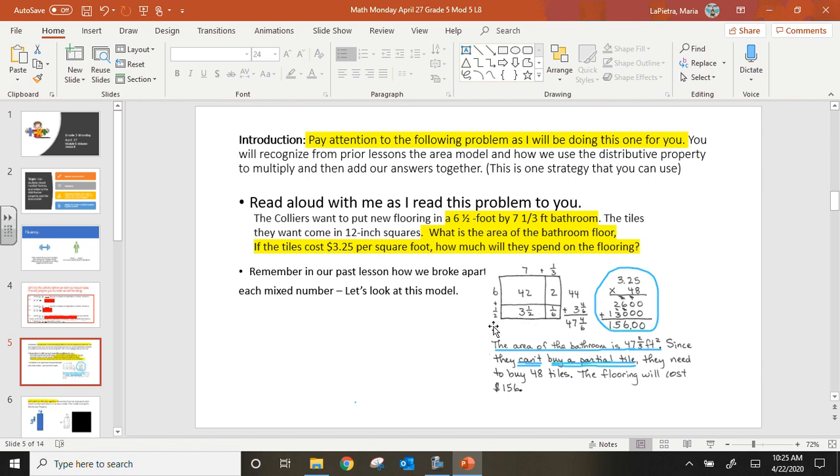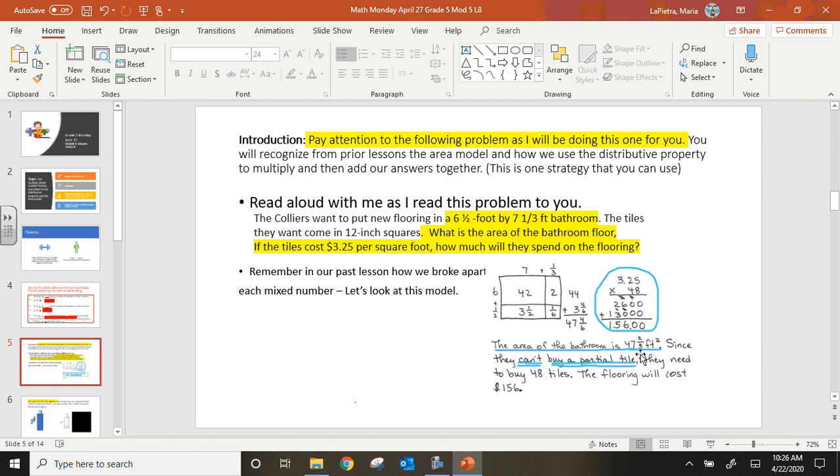Now you have 1/2 times 1/3, and you get 1 times 1 is 1, 2 times 3 is 6, 1/6. Now I have 4 products: 42, 2, 3 1/2, and 1/6. And my answer is 47 4/6. So the area of my bathroom is 47 4/6. And if I want to reduce that, it becomes 47 2/3 feet squared.